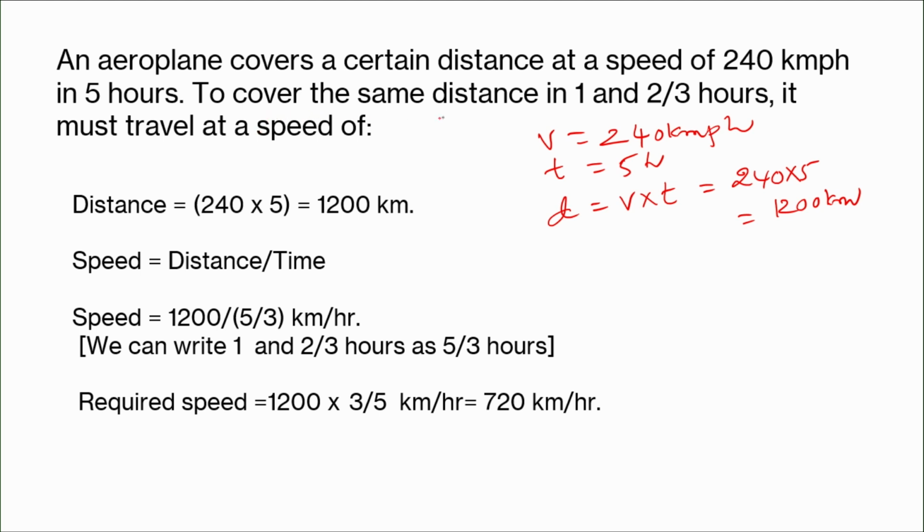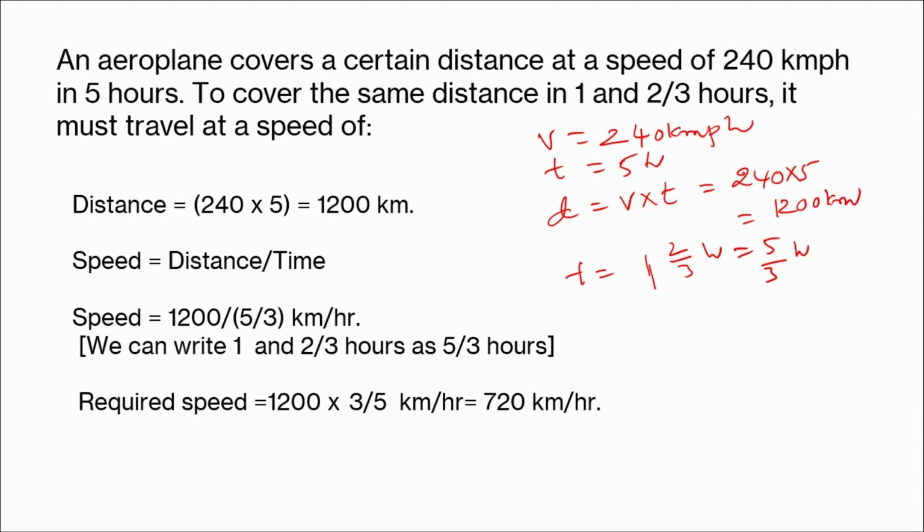Now, to cover the same distance, the distance is 1200 kilometers and the time is given as 1 and 2 by 3 hours, which is a mixed fraction. You have to convert it into an improper fraction. 3 ones are 3, 3 plus 2 is 5, means it is 5 by 3 hours. Time is 5 by 3 hours.